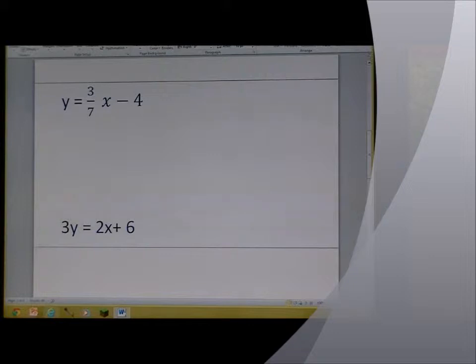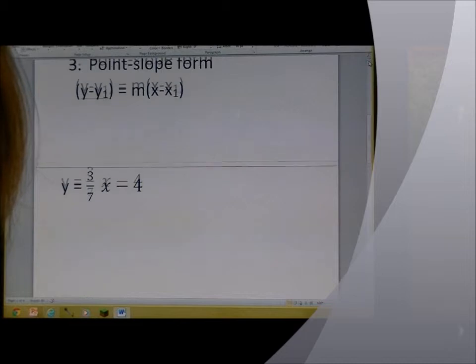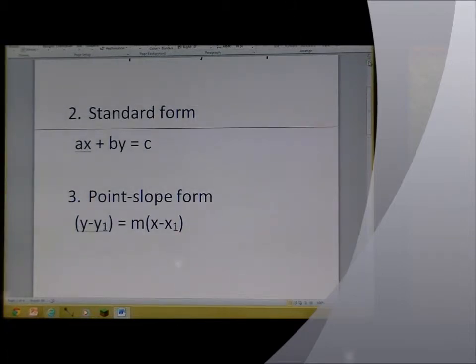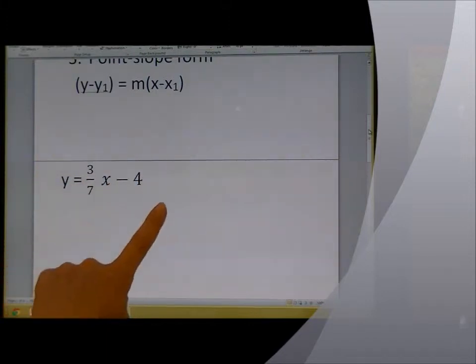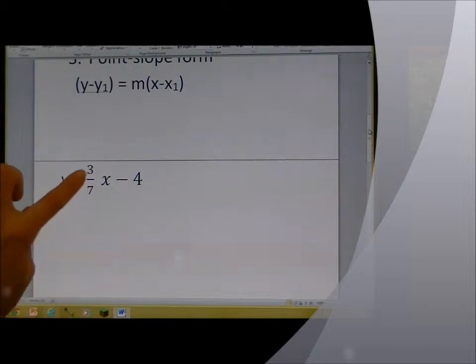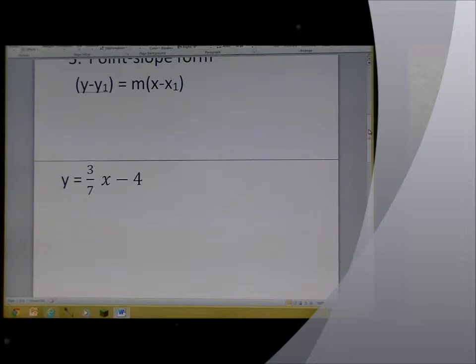Okay, so let's look at a problem. This one is y equals 3/7 x minus 4. If we were asked to convert that to standard form, we could do that. If you notice from up here, standard form doesn't have any fractions in it. So the first thing we want to do is get rid of that 7 in the denominator. We want to multiply each element in the equation by 7. That will cause this to be 7 over 7, which is just 1, so that will eliminate that 7.